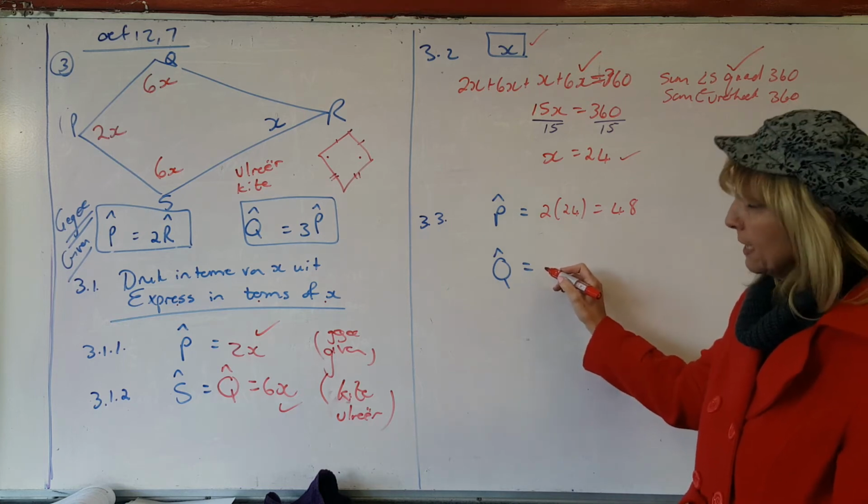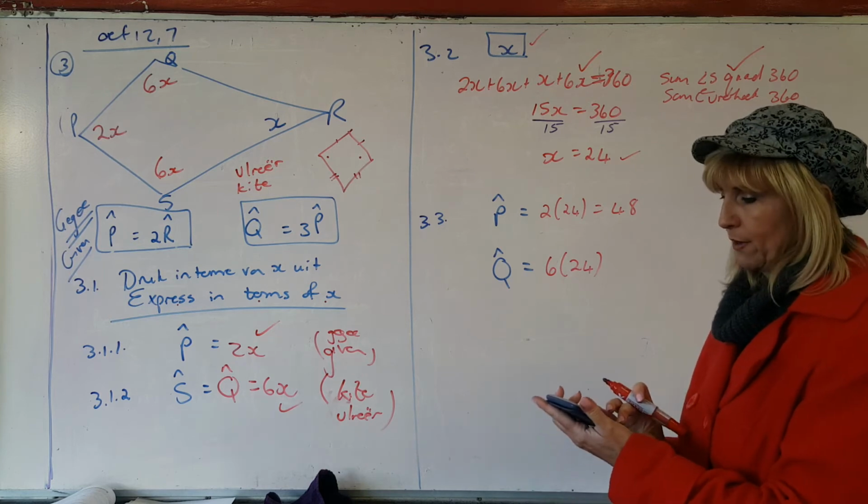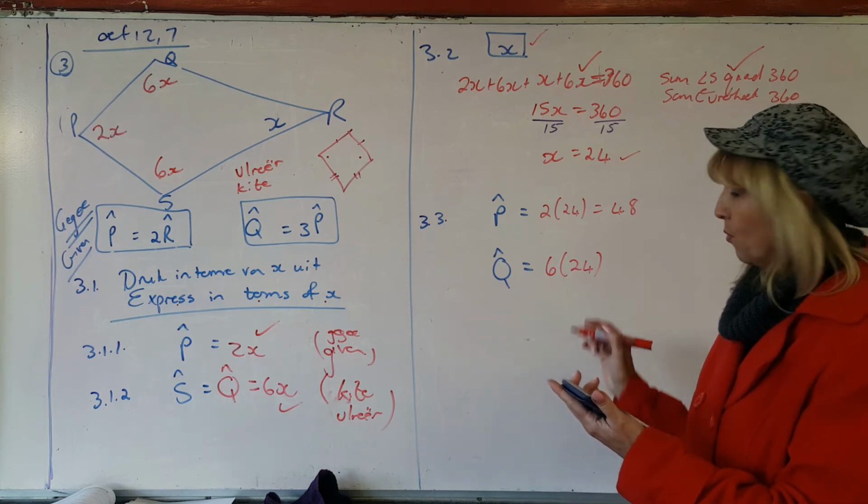And q then is 6 times x, so it's 6 times 24, and what is 24 times 6? 144.